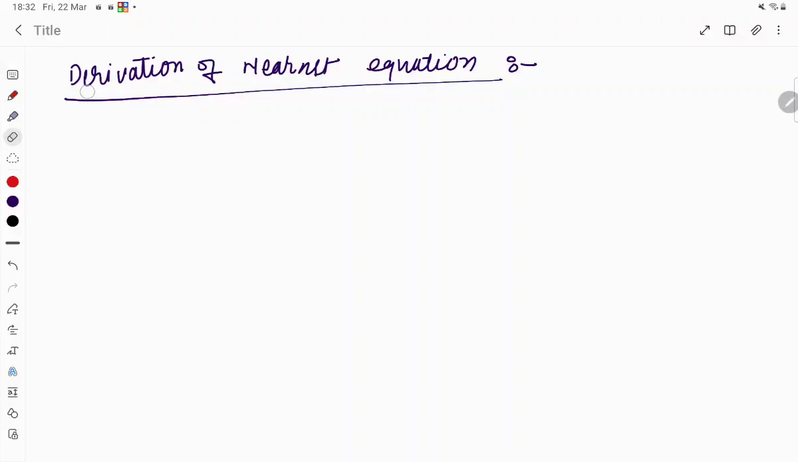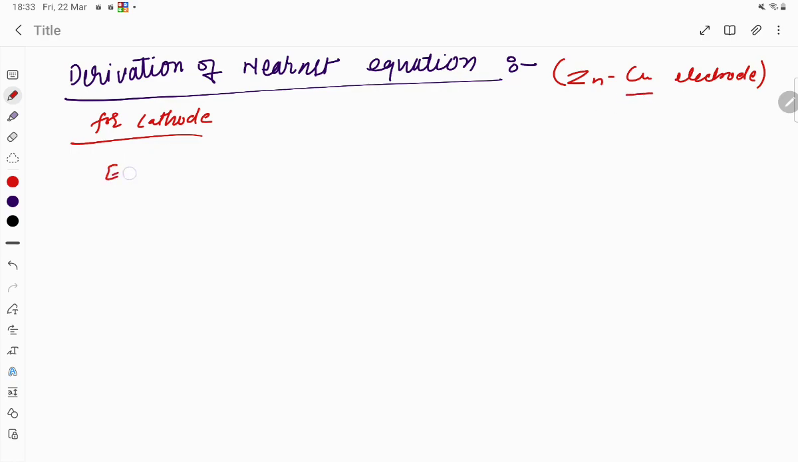Hi students, let's try to derive the Nernst equation. How can you derive it? For the cathode, we are actually checking the zinc and copper electrode. This we are taking, right? So for the cathode, the cathode will be the copper.